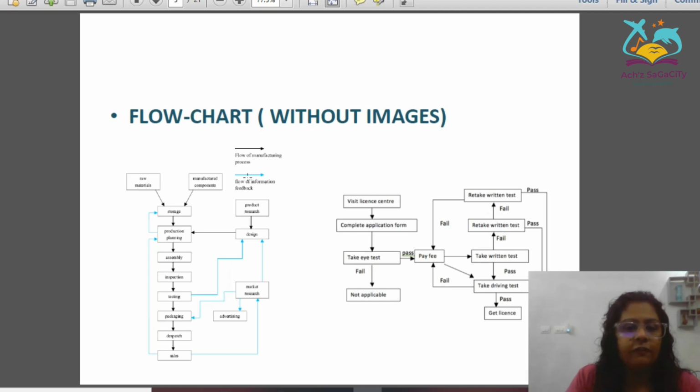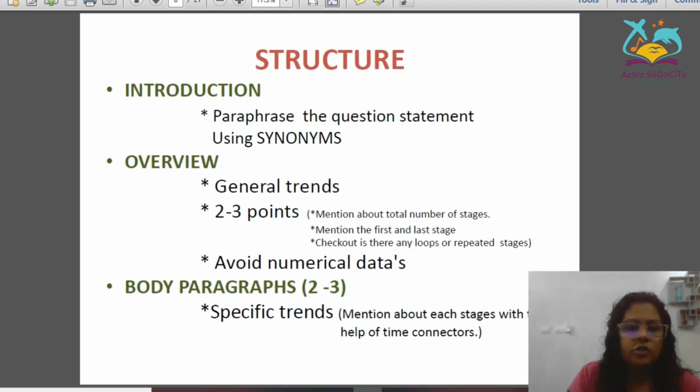Then here you can see the flow chart. That means without image, they will give some list. That means about some procedures and all. Okay, how we can take the license. That's the procedure we can see here. Like that, they will give some procedures without images. So that's the type. So here we will go on with the structure. I think you are clear with the types. So the types, cyclic and non-cyclic. Cyclic in the sense natural procedures, and non-cyclic means it's the man-made procedure. Okay, that you will get with pictures or without pictures.